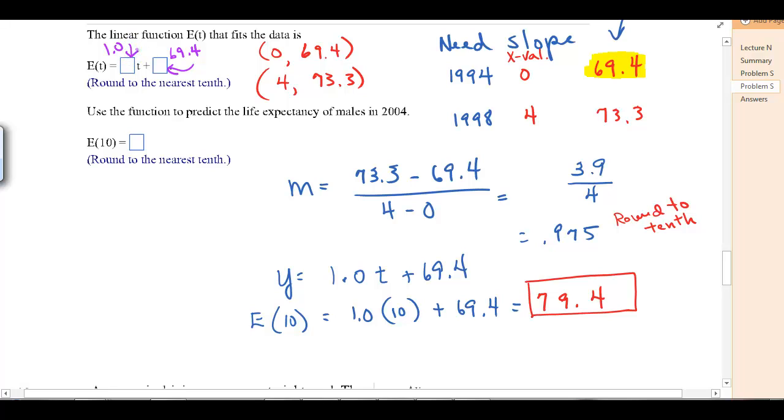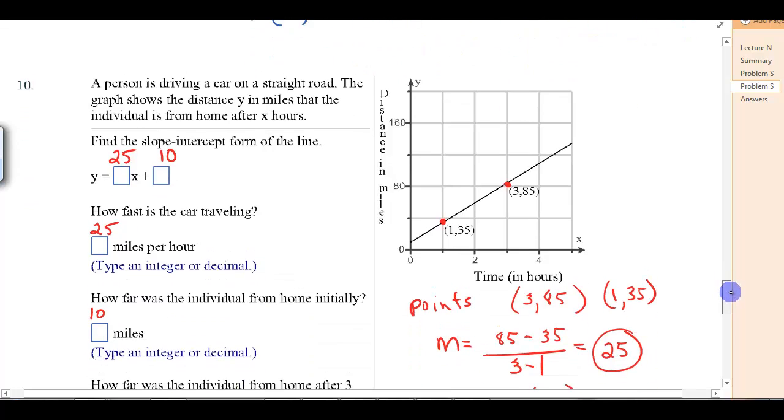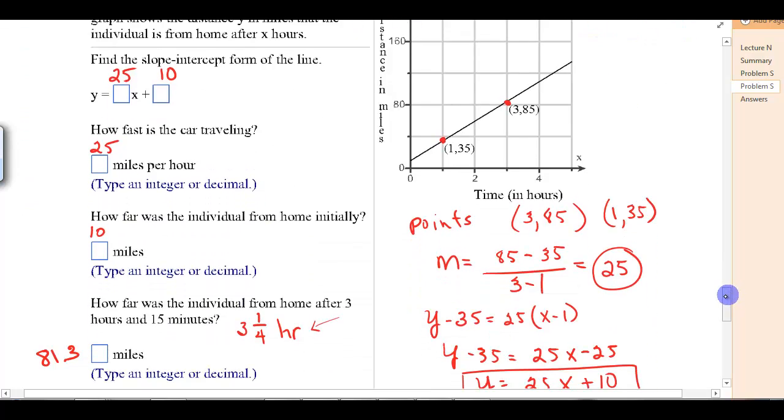All right. Then it asks for, well, what's E of 10? That's like saying, what's f of 5? That means we plug in 10 to the equation that we just wrote. So if you plug in 10, you've got 10 plus 69.4, which would be 79.4 would go in this box. Okay? All right, number 10.